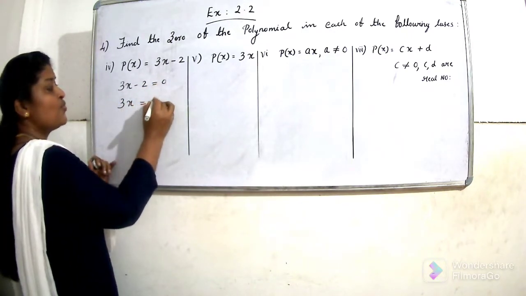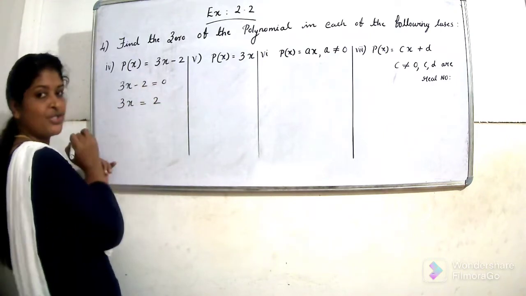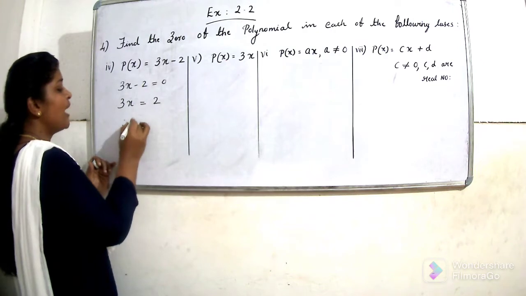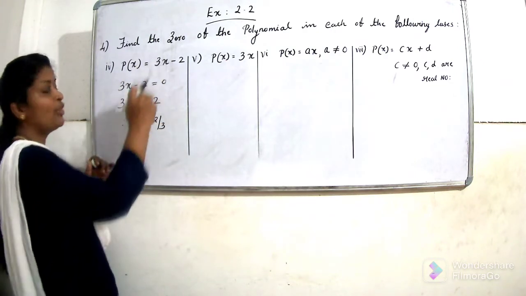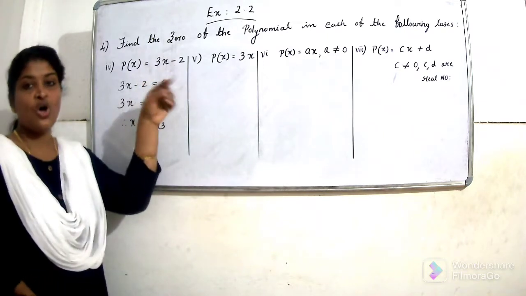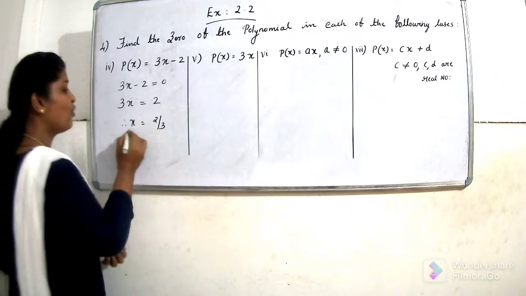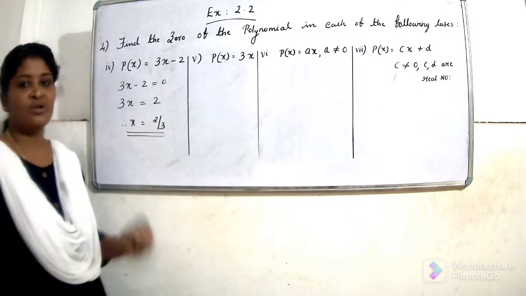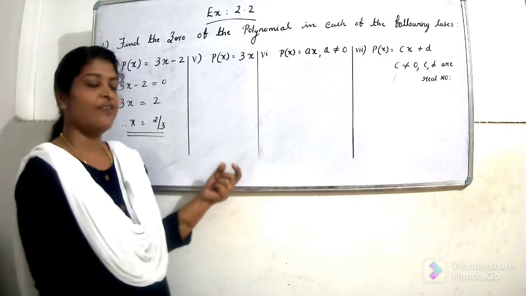3x is equal to, we are shifting negative 2 to the other side, so that means positive 2. Now therefore, x equals 2 by 3. So for this polynomial, 3x minus 2, 2 by 3 is the zero of the polynomial. So simple. This set of questions is so simple, we can find the answer very fast.